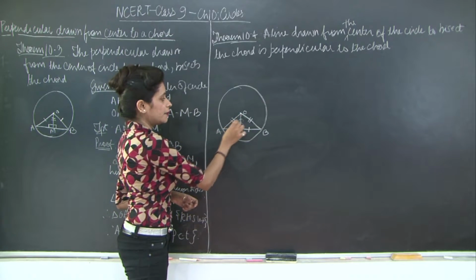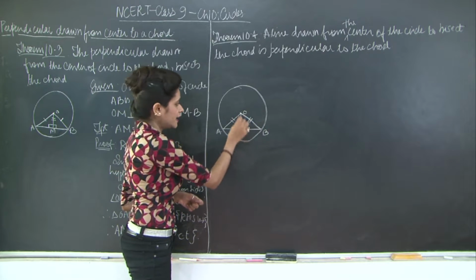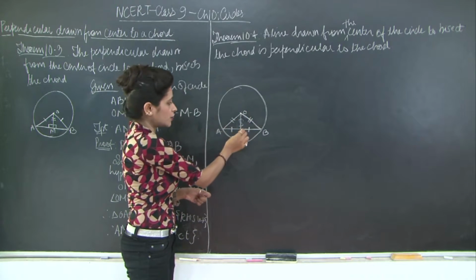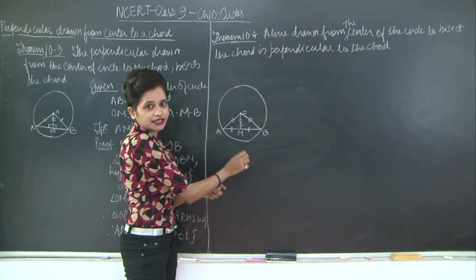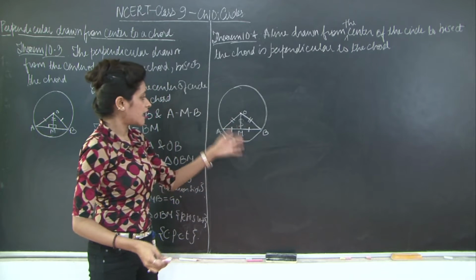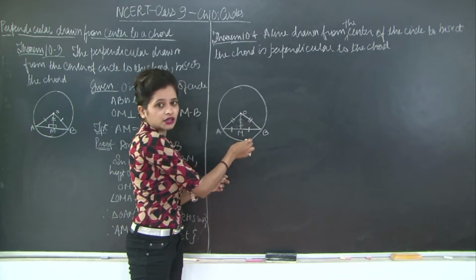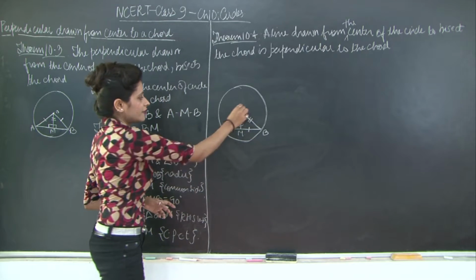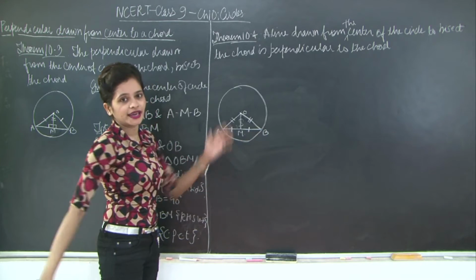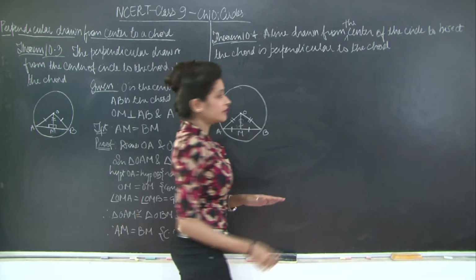But OMA plus OMB is a linear pair because AB is a straight line and MO is the line standing on it. Therefore, the sum of these two angles is 180 degrees. Since these two angles are equal to each other, each of these angles is 90 degrees. Therefore, OM is perpendicular to AB. Hence, our theorem 10.4 is proved. So, let us go ahead and write the proof.